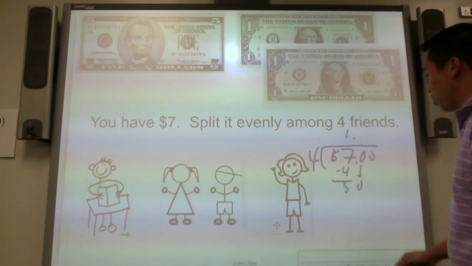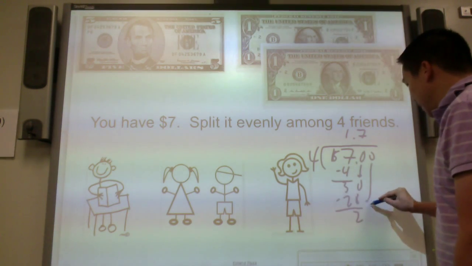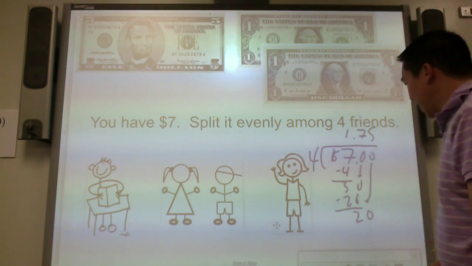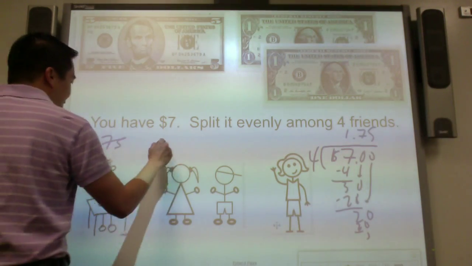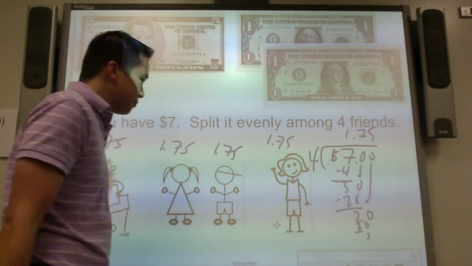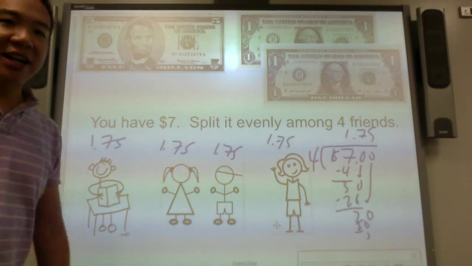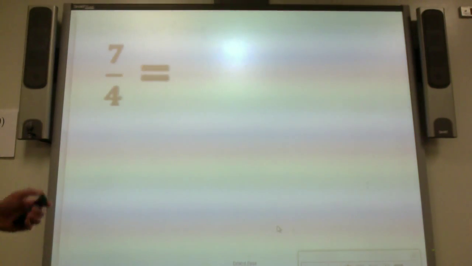How many 4s go into 30? 7 groups. 30 minus 28 is 2, bring down the 0. How many 4s go into 20? So each person gets $1.75. So if I have $7 and I divide it evenly among 4 friends, each person gets $1.75.